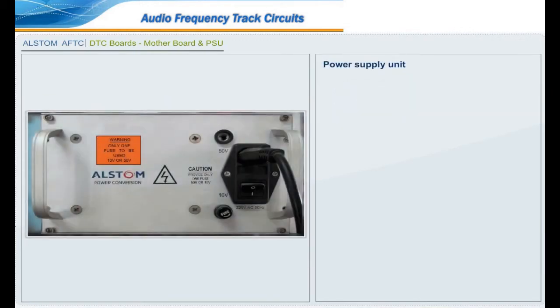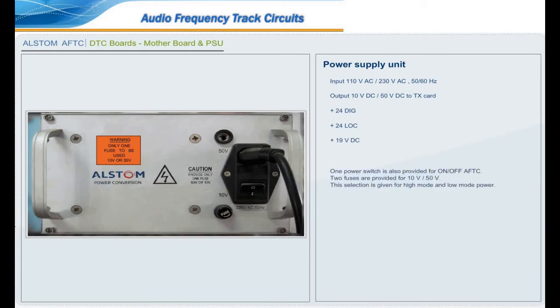Power supply unit. Input 110 volt AC or 230 volt AC, 50 or 60 Hz. Output 10 volt DC or 50 volt DC to transmitter card, plus 24 DIG, plus 24 LOC, plus 19 volt DC. One power switch is also provided for on and off AFTC. Two fuses are provided for 10 volt or 50 volt. This selection is given for high mode and low mode power.